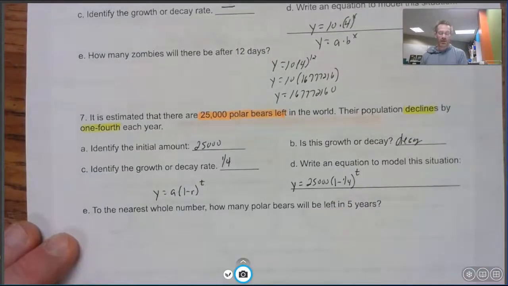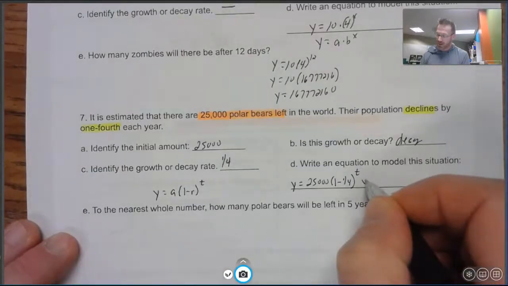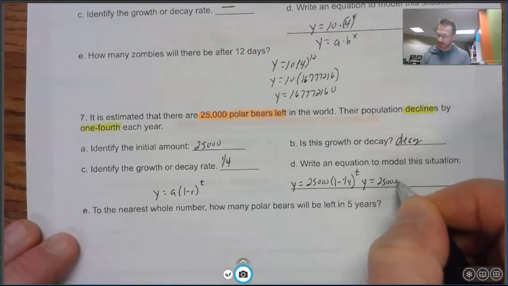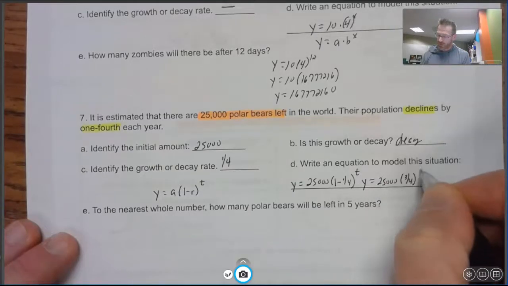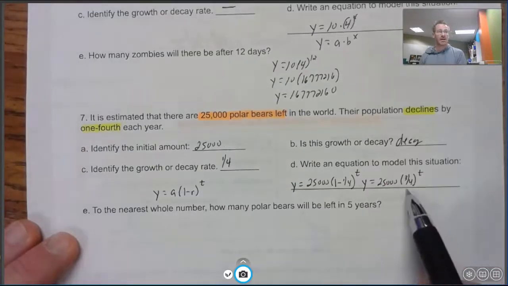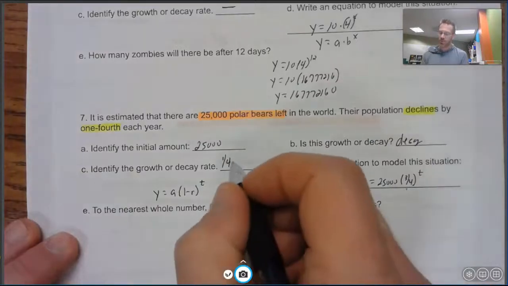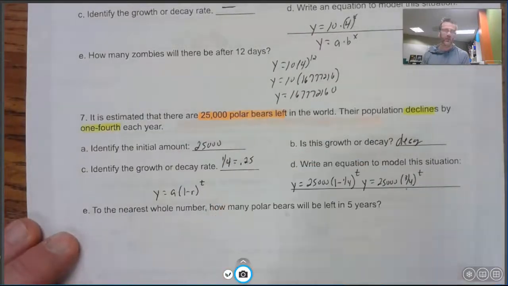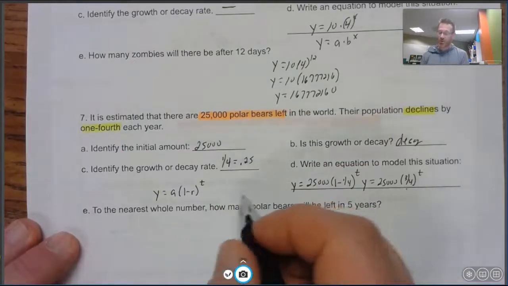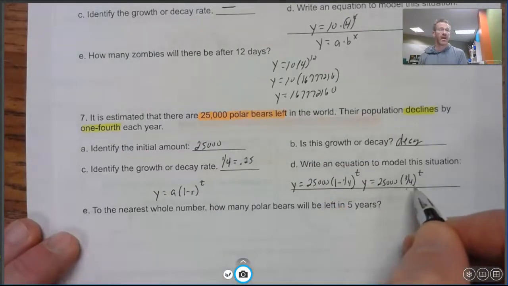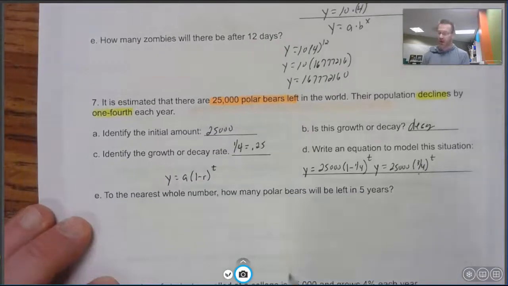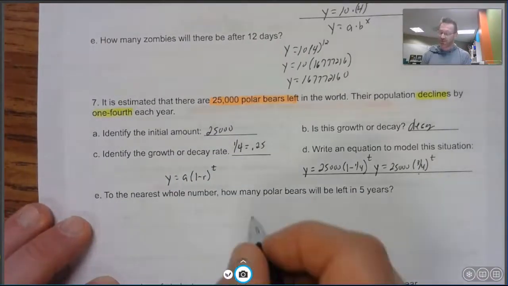And if I do 1 minus 1/4, I get y equals 25,000, and then that would be 3/4 to the t. Now notice my number is smaller than 1, so I know this is decay. So you should be able to check that when you're done. If it says decay here, I look at my b value. If it's not smaller than 1, I made a mistake. I need to go back and double check. Now 1/4, if you wrote this as a decimal, is 0.25. So you could have done 1 minus 0.25, and that would have given you 0.75, which would have been equivalent.